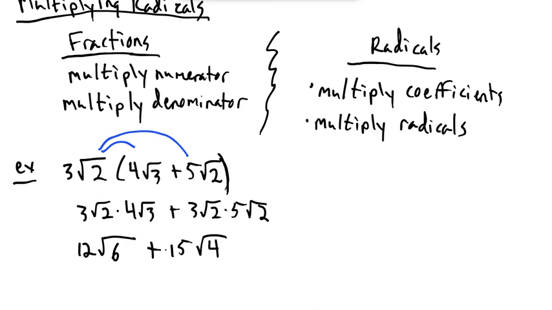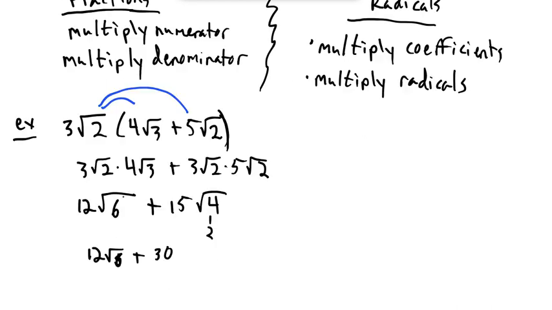Now be careful here, because it looks like we're done, but what's the square root of 4? Well, that's just 2. So the correct answer for this is 12 square root 6 plus 15 times 2, or 30. Let's clear up that 6. Square root 6 plus 30.